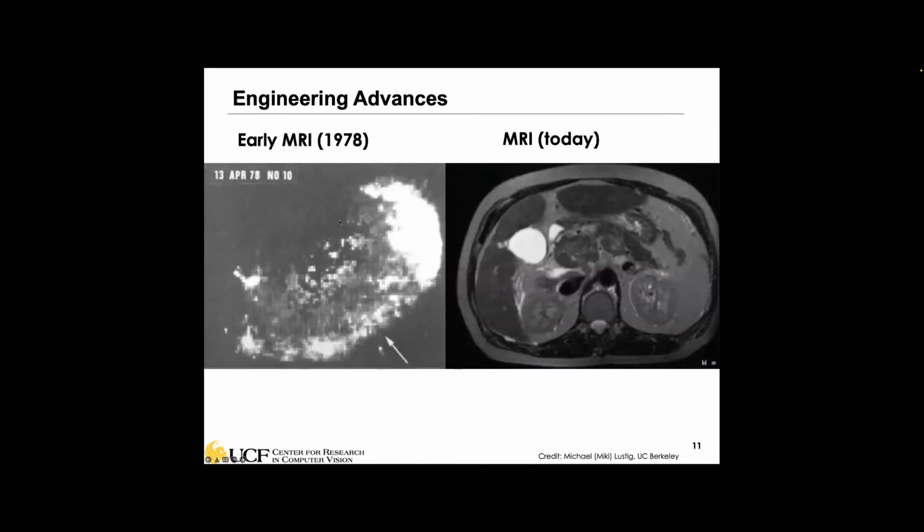And this is the early MRI again. You can see this is very coarse. You are not able to clearly see different tissues or organs, but today, this MRI is very clear, right?